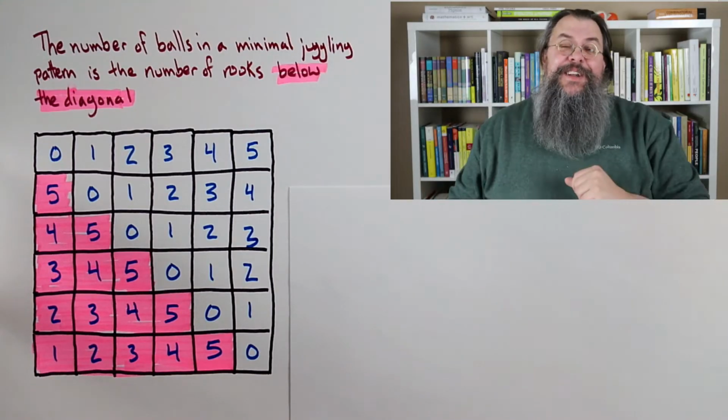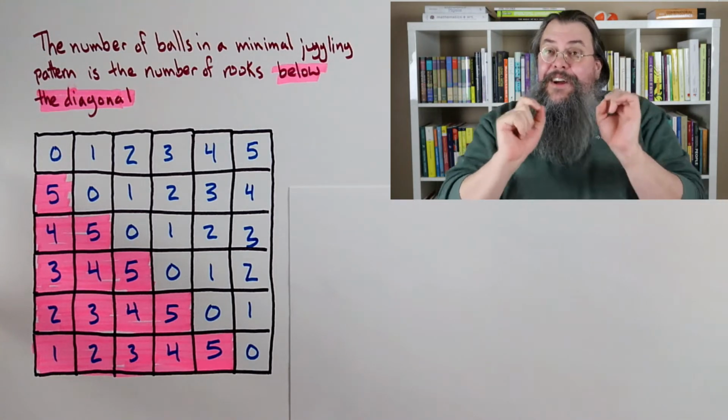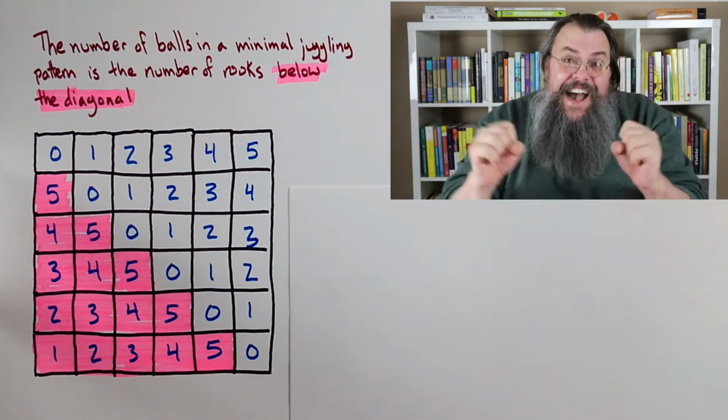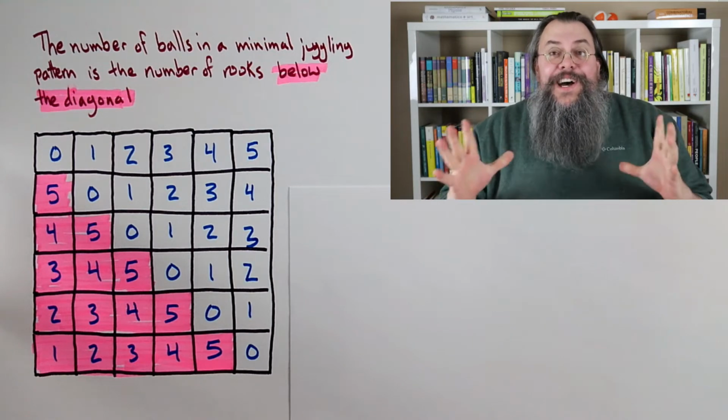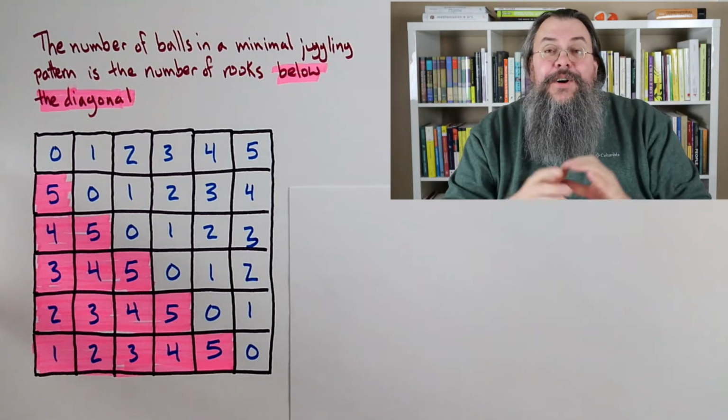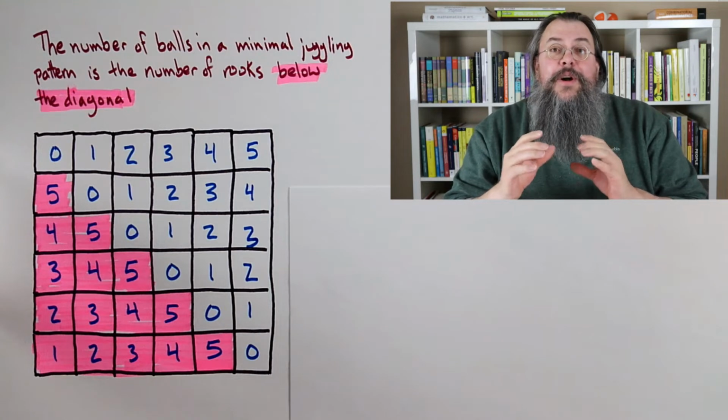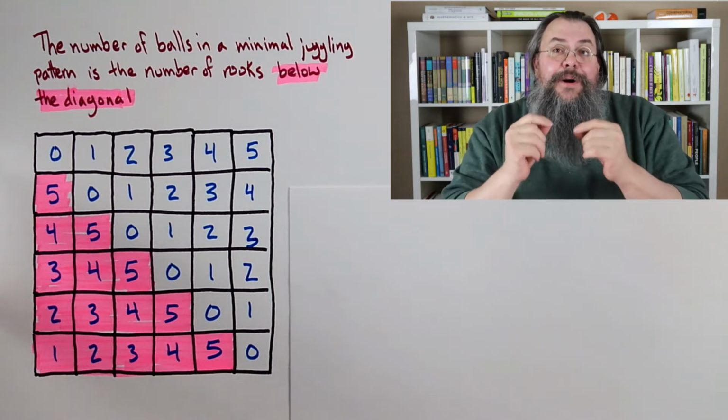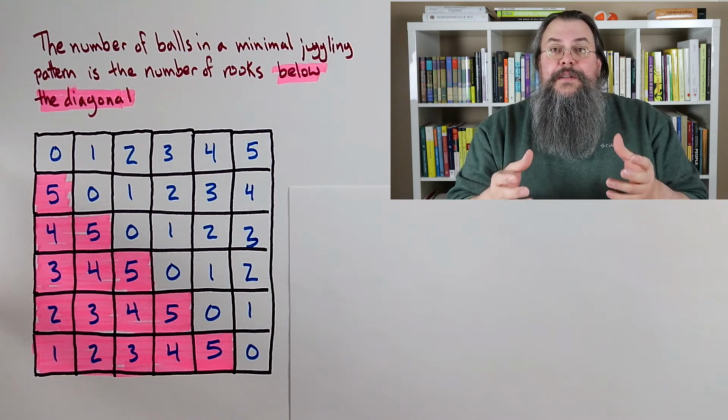There's one more thing we need to talk about. It's a really cool and also important idea. And when I say cool, it's like, wow! The first time you hear it, it's like, what? That's so cool! So what we want to do is talk about how many balls there are in a minimal juggling pattern.